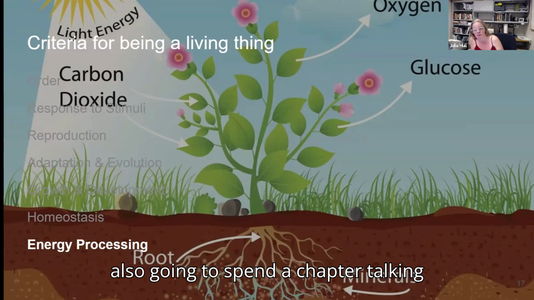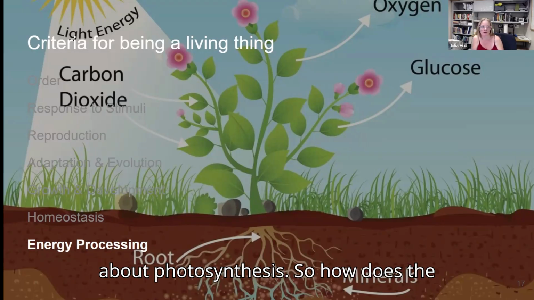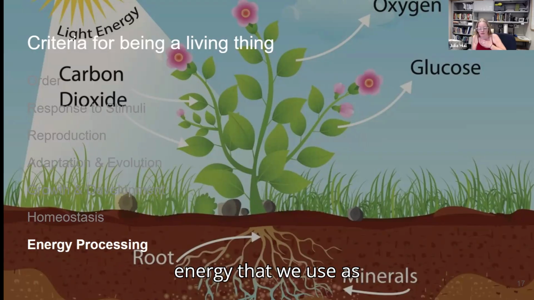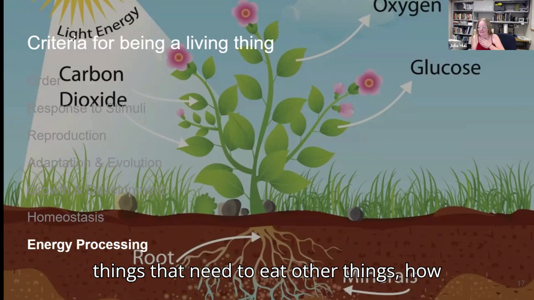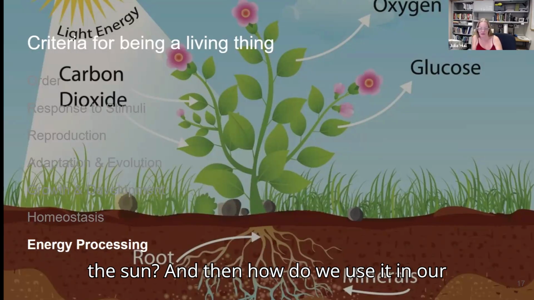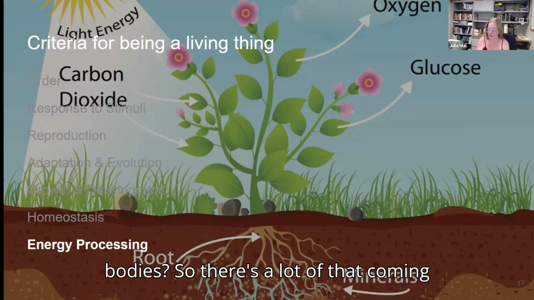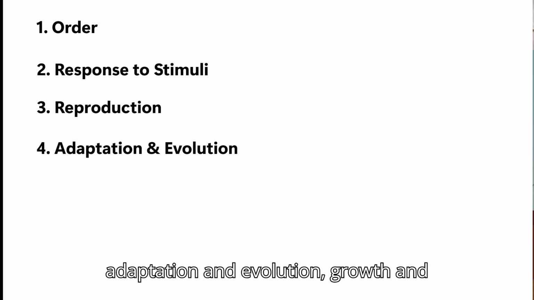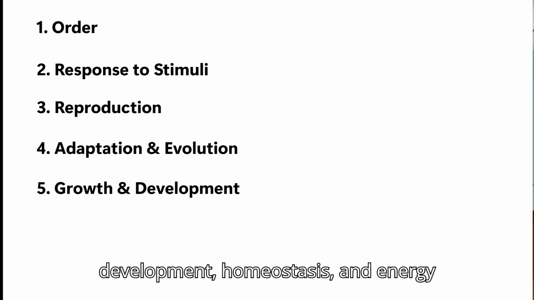We're also going to spend a chapter talking about photosynthesis. So how does the energy that we use, as things that need to eat other things, come through the plants? How do the plants capture the light energy from the sun? And then how do we use it in our bodies? So there's a lot of that coming up. So these are our criteria for being alive: order, response to stimuli, reproduction, adaptation and evolution, growth and development, homeostasis, and energy processing.